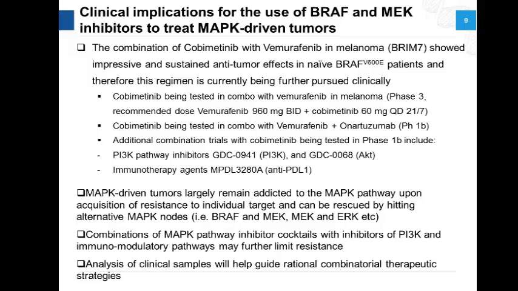Another conclusion from this data is that MAP kinase-driven tumors largely remain addicted to the MAP kinase pathway upon acquisition of resistance to targeting an individual node of the pathway. And the resistant tumors can be rescued by hitting alternative MAP kinase nodes. For example, BRAF-resistant tumors can be targeted by MEK inhibitors, or MEK-resistant by ERK inhibitors, and so forth. However, combinations of MAP kinase pathway inhibitor cocktails up front might be the most efficacious way of preventing resistance.